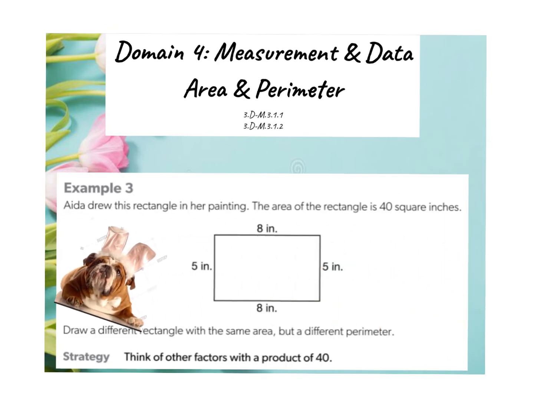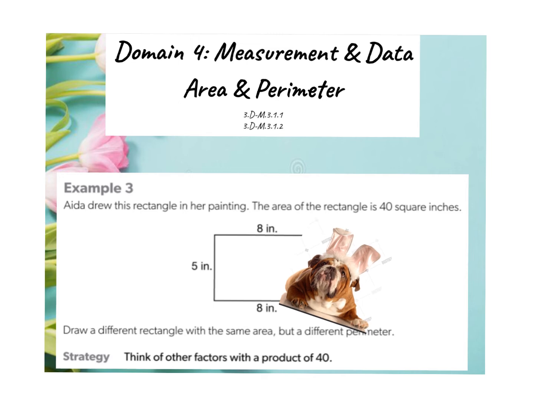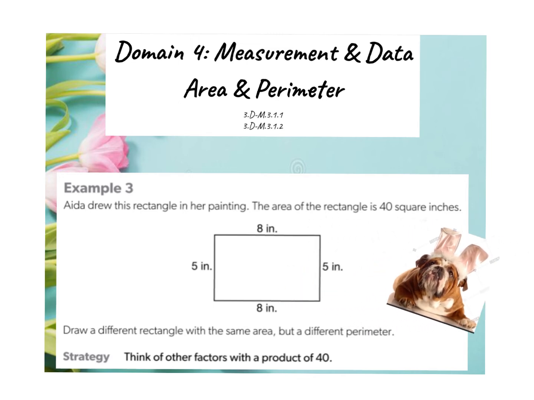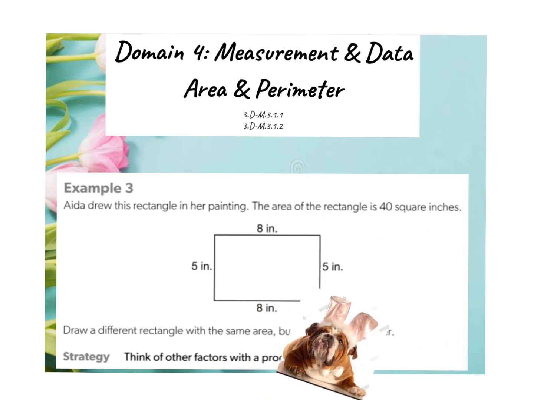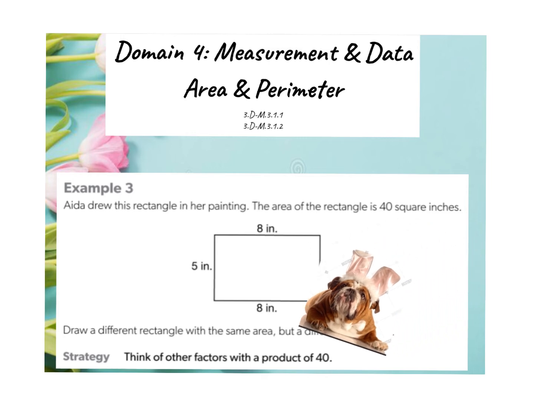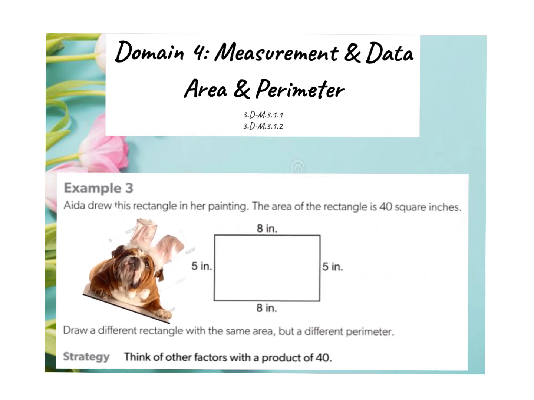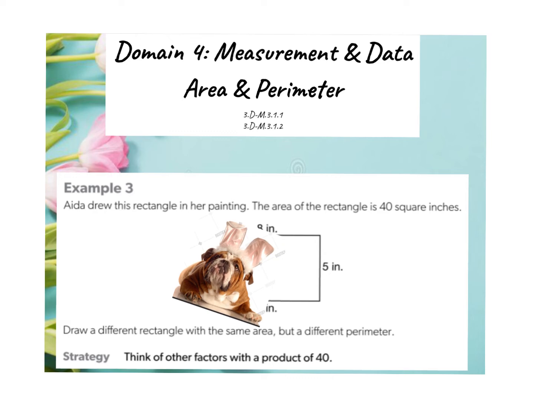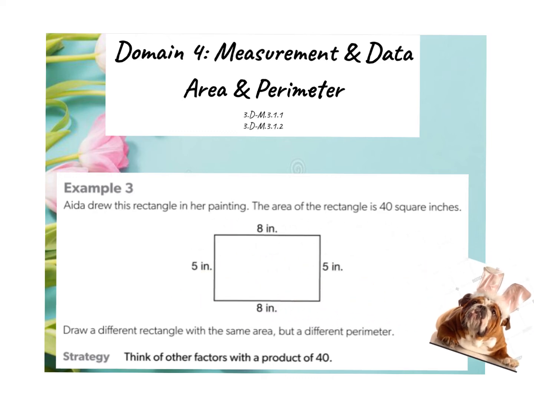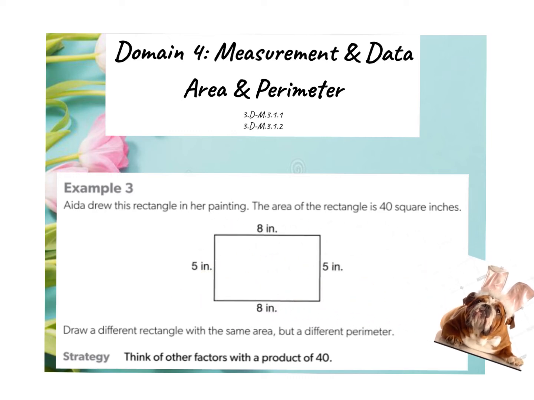All right, this one says that Ada drew this rectangle in her painting. The area of the rectangle is 40 square inches. Very good, because we know that 8 times 5 is 40 square inches. So they want us to draw a different rectangle with the same area, but a different perimeter. Okay, so we're gonna go ahead and draw another rectangle.